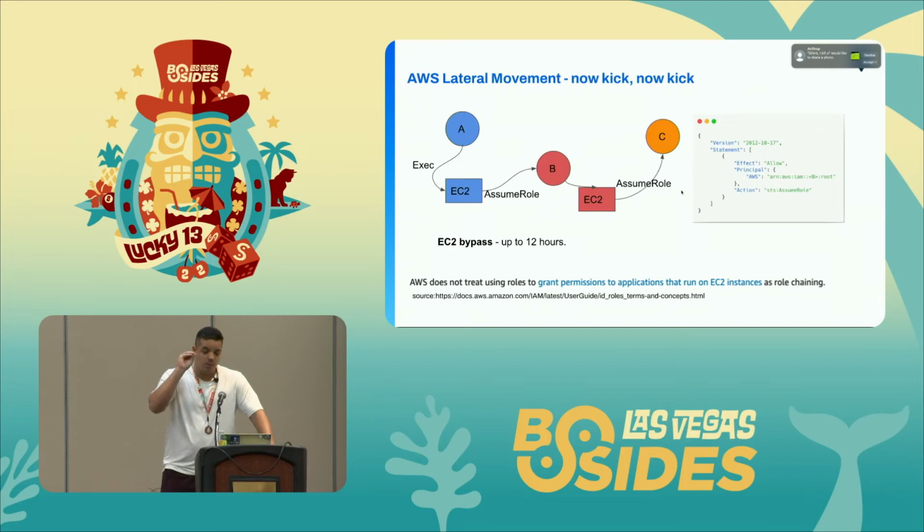So he went to the control plane, down to the data plane, back to the control plane, down to the data plane, and then back to the control plane again until he reached account C. That occurs because AWS doesn't treat an EC2 instance using roles as role chaining. So there's no limit. There's an upper limit of up to 12 hours, but it's a way to bypass that.